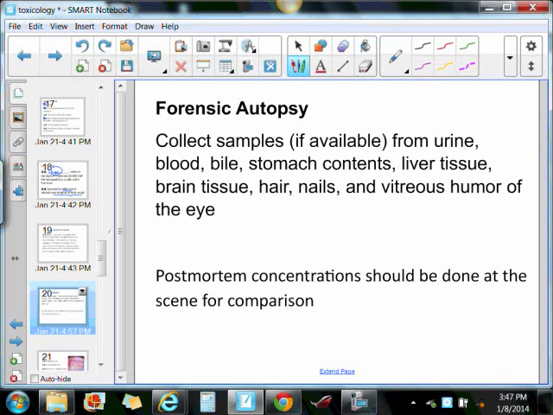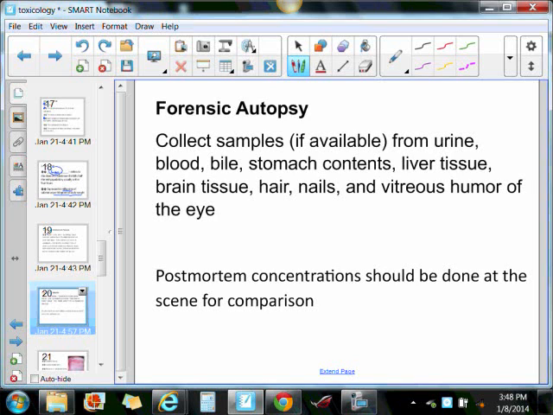Now, I want to talk a little bit about the forensic autopsy, and then that'll be it for this video. And we talked briefly about it before when we did that first video on the medical examiner. During the autopsy, you're going to collect samples, if you can, from different tissues and also from different fluids from the body. So you're going to collect urine and blood, which we've already done some tests with already.